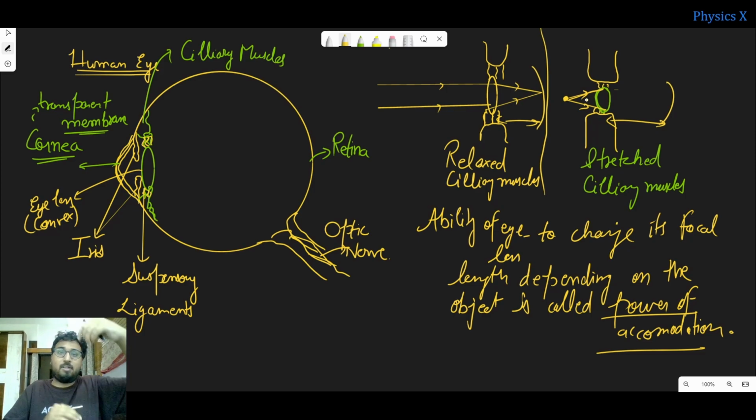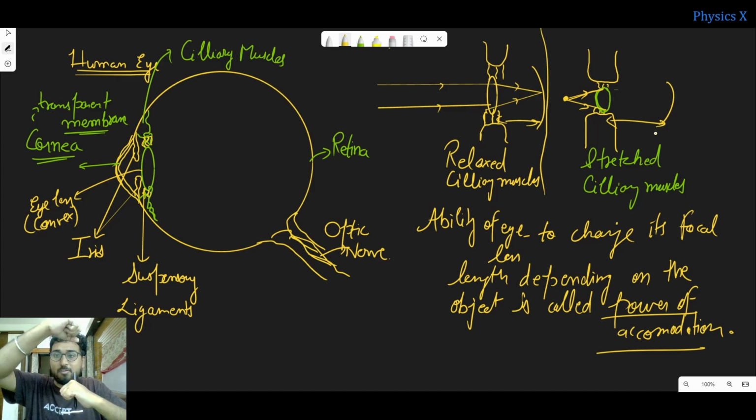Consider a cube of sponge with two springs kept on the top and bottom. When the springs are relaxed, that is, the ciliary muscles are relaxed, the sponge has its normal length. Now when you compress the spring, what happens? The sponge will spread like this. The same happens with the lens.